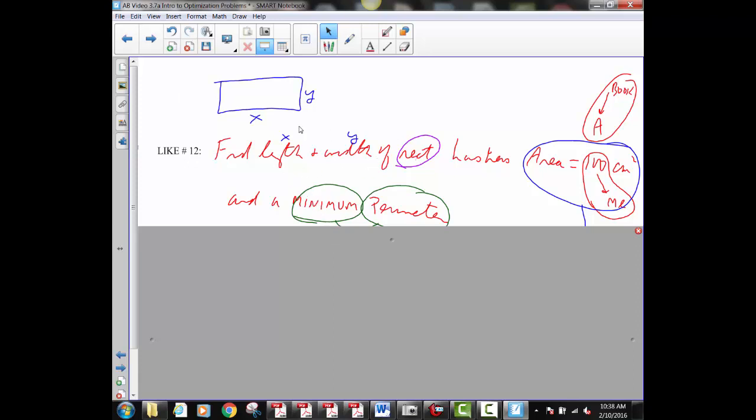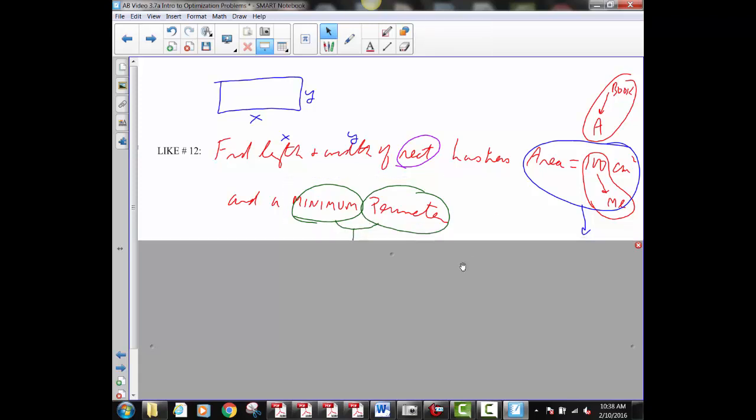This is like number 12. Find the length and width of a rectangle that has an area of 100 square centimeters and a minimum perimeter. So we're going to need to find this relative minimum, but ultimately they didn't ask what is the minimum perimeter. They're asking what are the length and width of the rectangle that will have this. So draw a picture. I called the length X and the width Y. You could call them L and W.